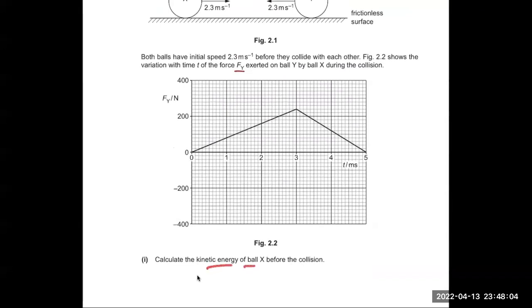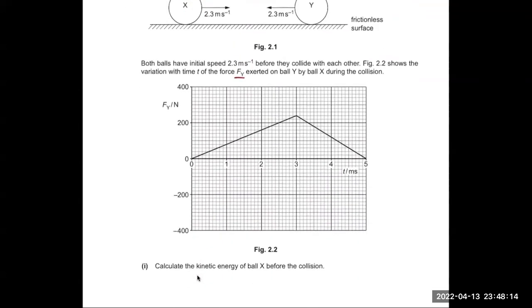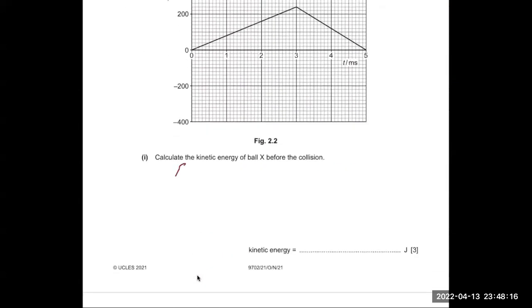Calculate the kinetic energy of the ball x before the collision. So the first part is pretty simple. You know the velocity with which x is moving. You know the mass of ball x. You need to calculate the kinetic energy. Kinetic energy is equal to half m v squared. Half times the mass of the ball, which is 0.24, times the speed with which it's moving, 2.3 squared, gets us the kinetic energy, which is 0.63 joules. That's our answer.